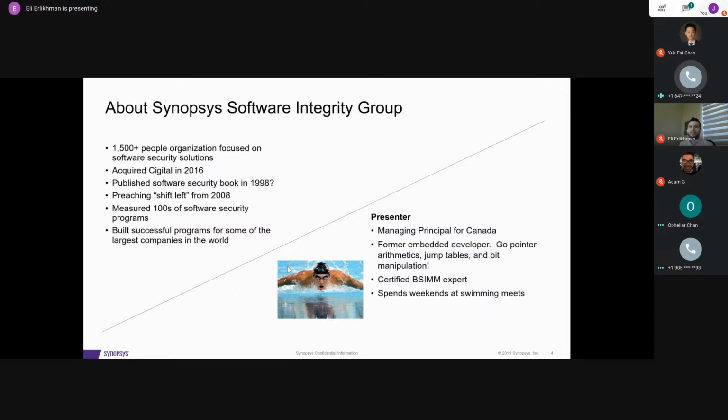I'm also one of the consultants at Synopsys who measures those programs. So in my personal experience, I probably looked at 20 large enterprises and I've measured their software security programs as well as giving them advice on how to improve them.